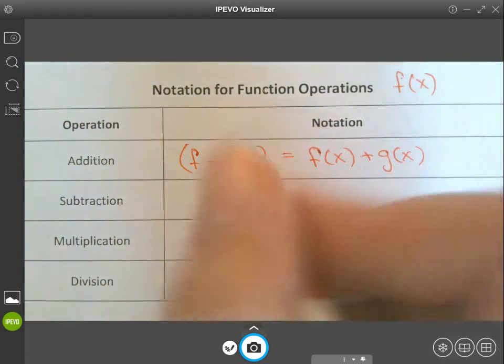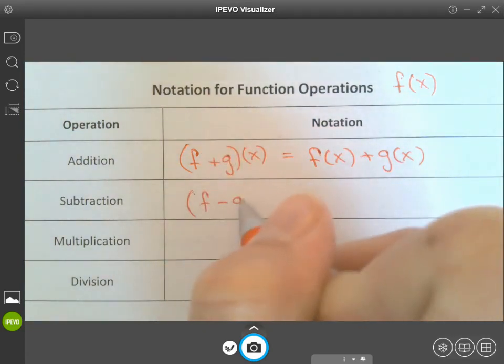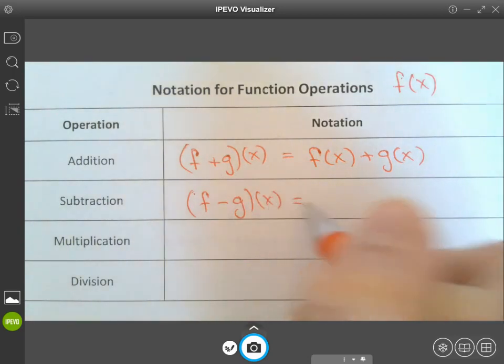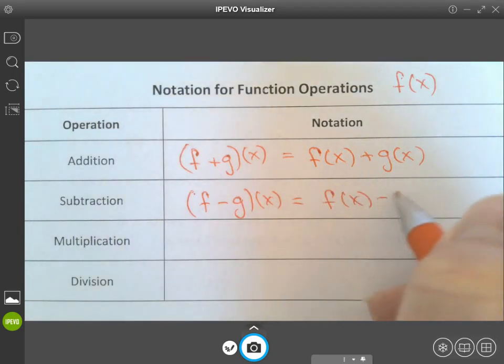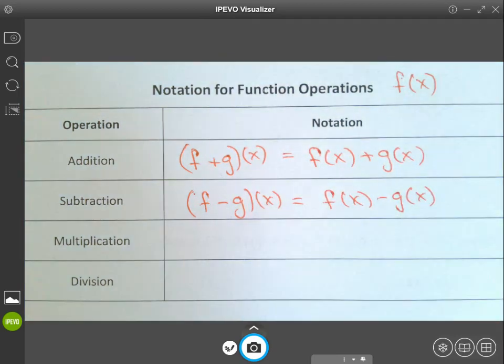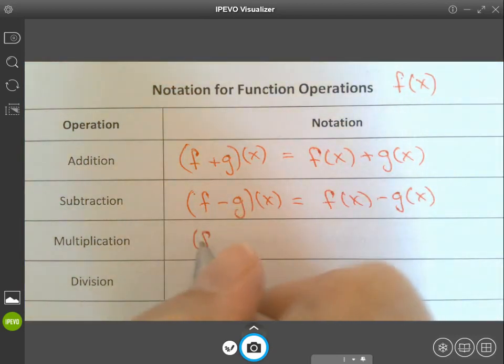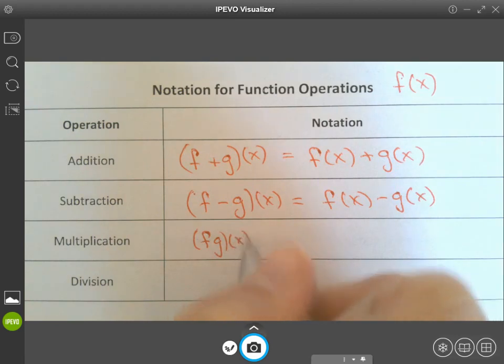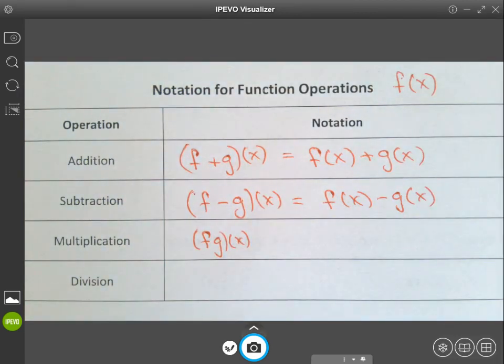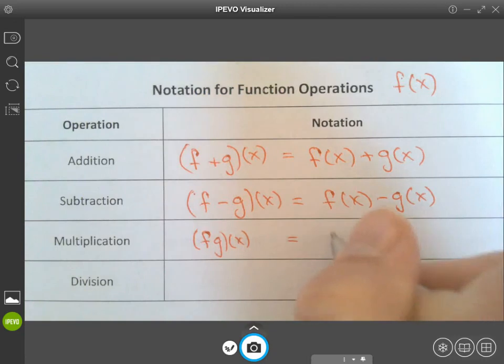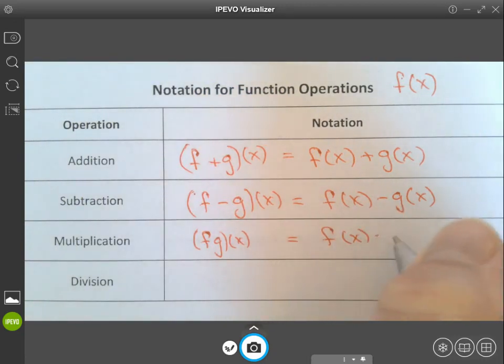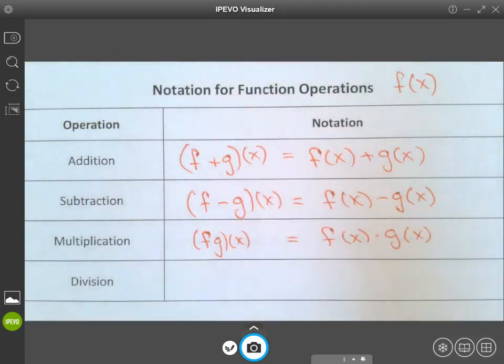All right, subtraction, it looks the same. Function f minus the function g of x is the same as f of x minus g of x. All right, multiplication will be like this: fg and then of x. They don't even show the multiplication symbol. It's understood. Remember, the f and g are not variables. They're defining your function. That is the same as saying f of x times g of x. Now, be careful here, because the next lesson is going to be compositions, and that's an open circle. So that's a times symbol.